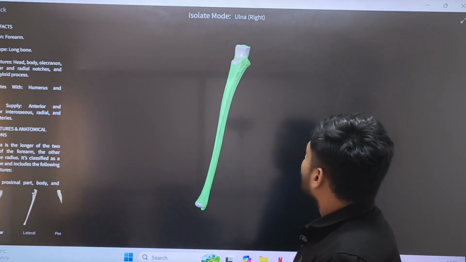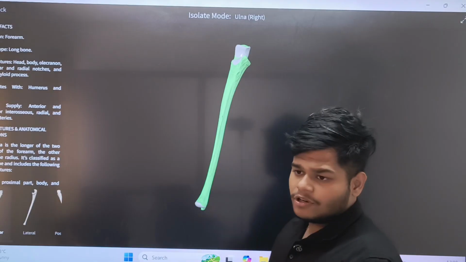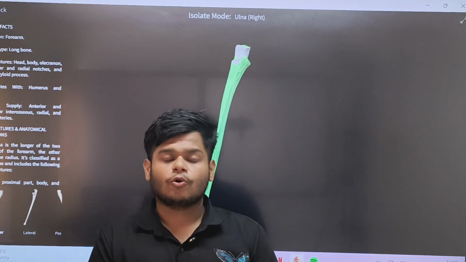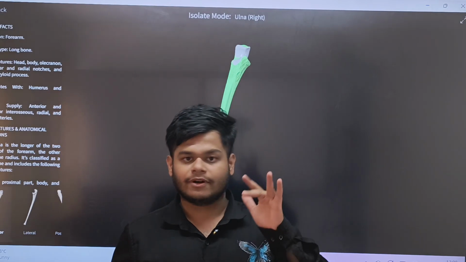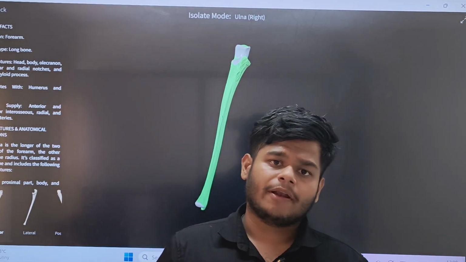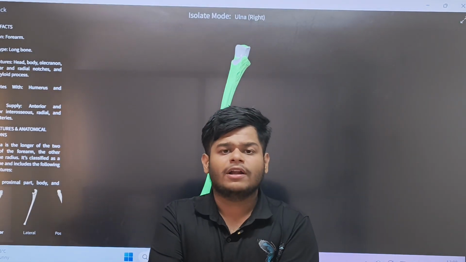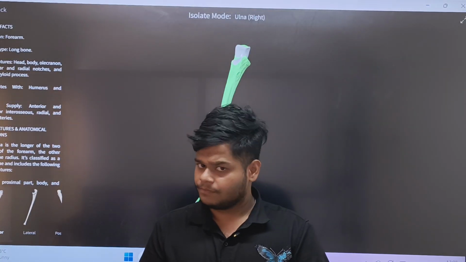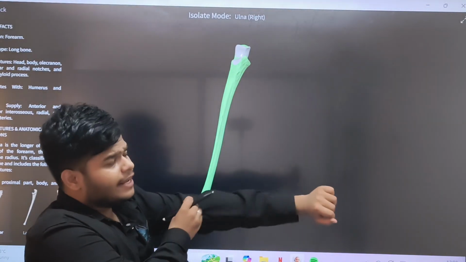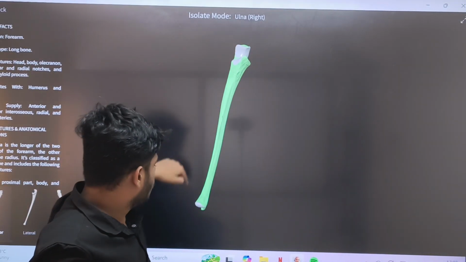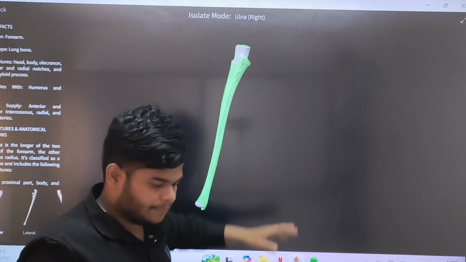Now, when we talk about the ulna, it is also a type of long bone. So, as usual, a long bone contains two ends, upper and lower end, and one shaft. It is present in the vertical direction in the body, right? It is a vertical long bone. It contains an upper end, a lower end, and a shaft.